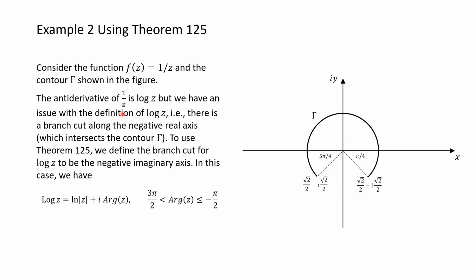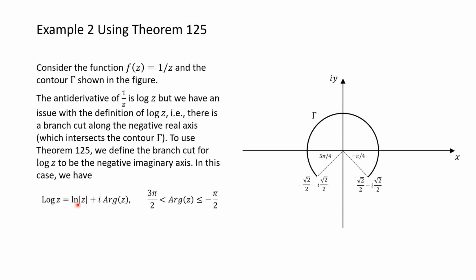We know from a previous lesson that the derivative of log z is 1 over z, so we have our antiderivative. The problem is that the log, as we defined it, had a discontinuity along the negative real axis, and so our antiderivative isn't continuous, I should say, along the contour that we've drawn here. So what we can do to fix that is move the ray of discontinuity to the negative imaginary axis, and that's what I've done here.